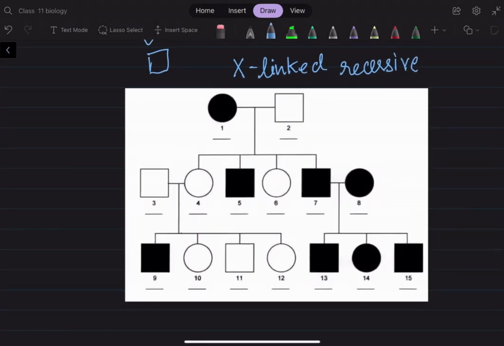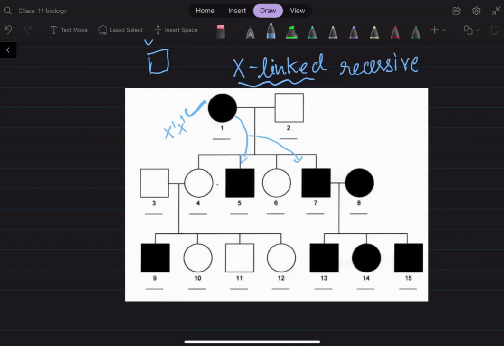So let us see in this case. You can see that the affected mother is transferring her trait to all her male progenies. So we can say that this is X-linked. And how can we say it's recessive? If it has to be recessive, then both of the X genes should be affected, and then only it will express itself.